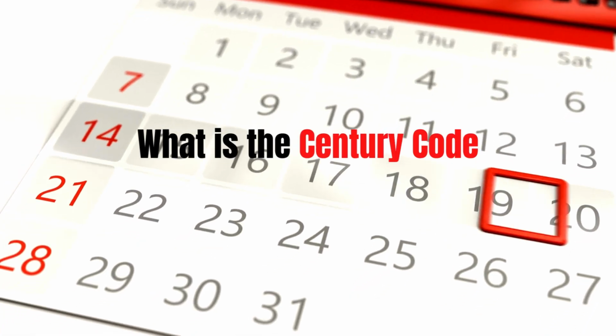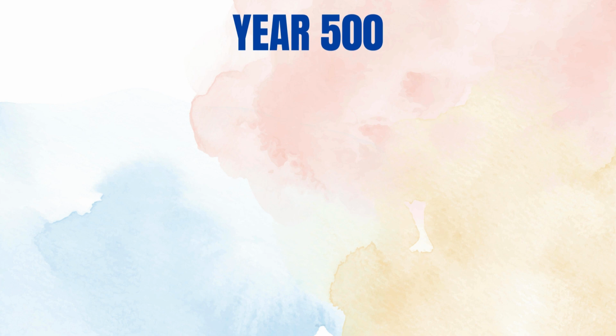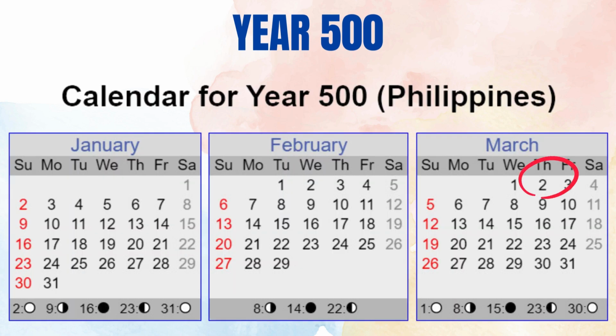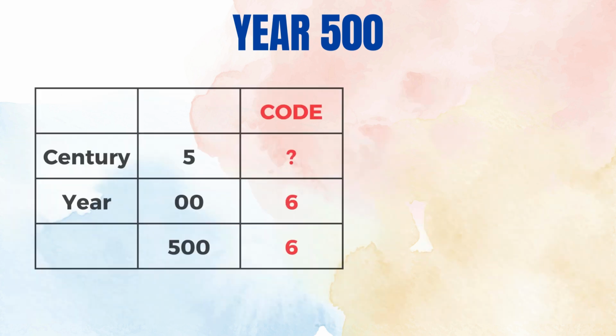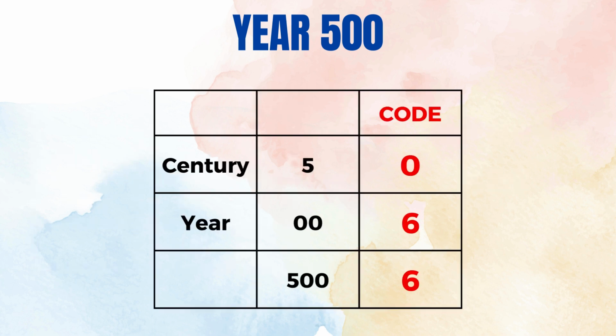What is the century code of year 500? Century is 5. Year 00 equals 6, 500 equals 6, x plus 6 equals 6, x equals 0, century 5 equals 0.